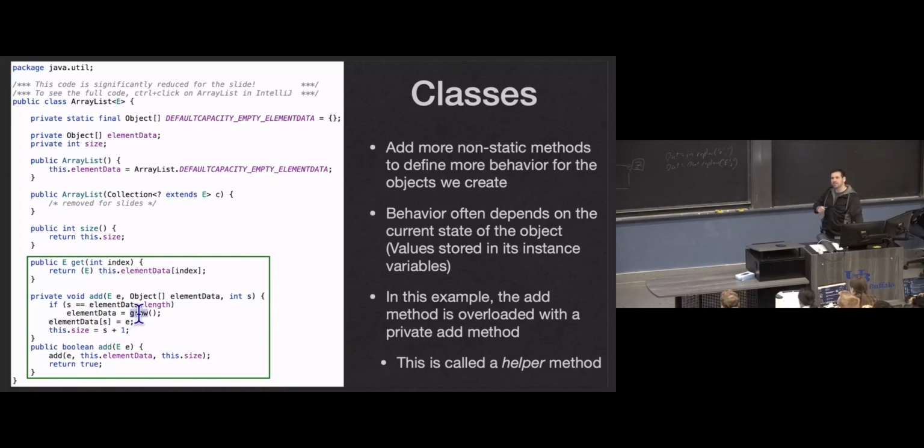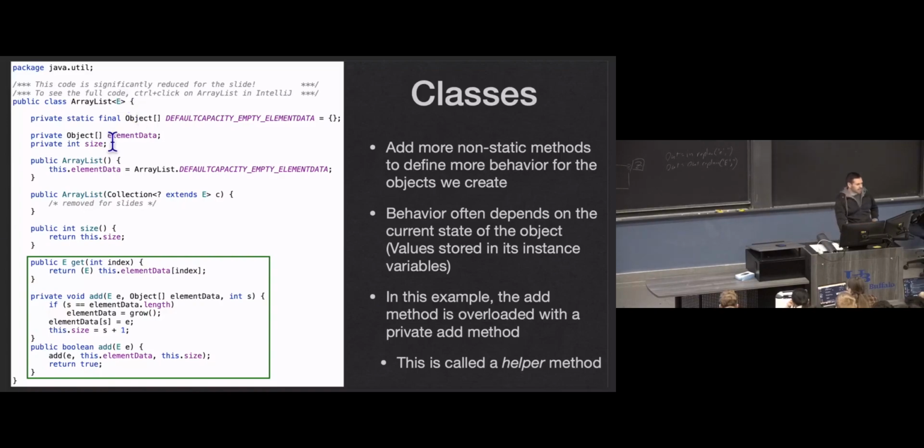Grow, this is the method that will double the size of the underlying array. I don't have the grow code on the slide right now. I just wanted to talk about helper methods. So when you add an element, it's going to add it to that array, and if the array is filled up, it's going to grow, create an array of double the size, and then add it to that new array after copying all the values over. But what I want to talk about is overloading.